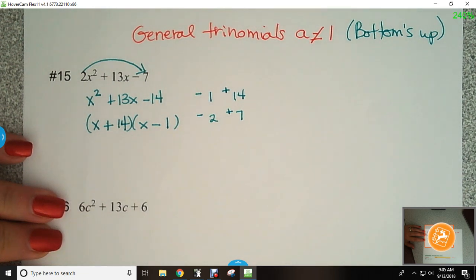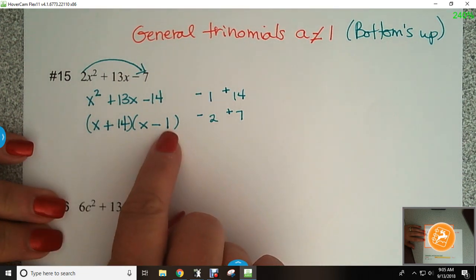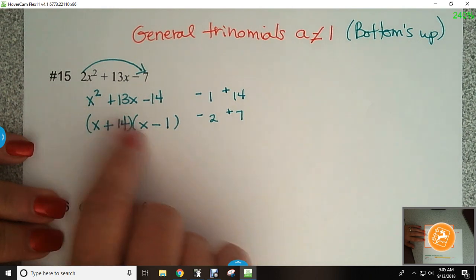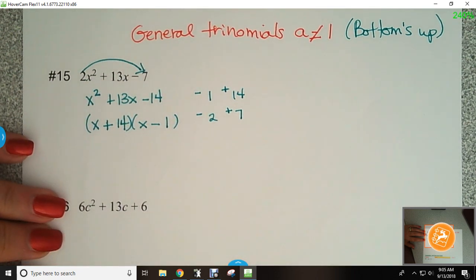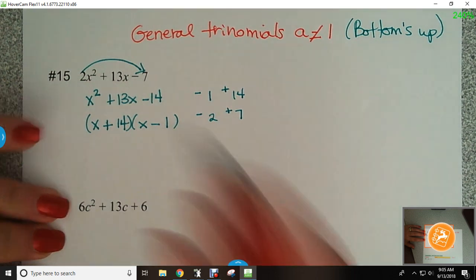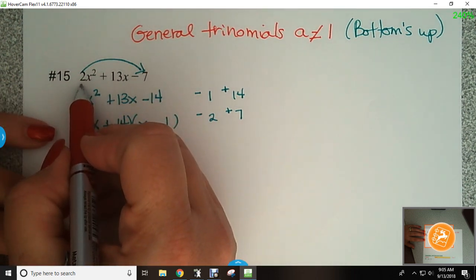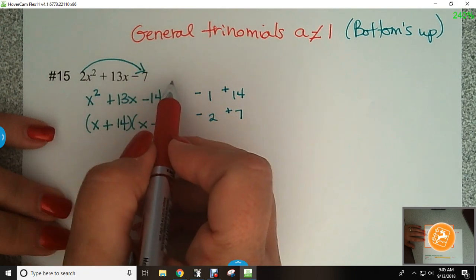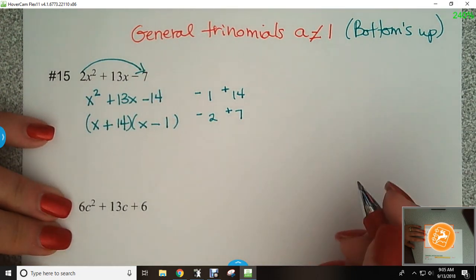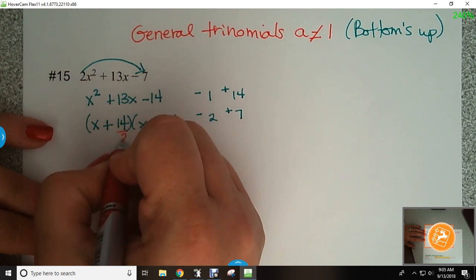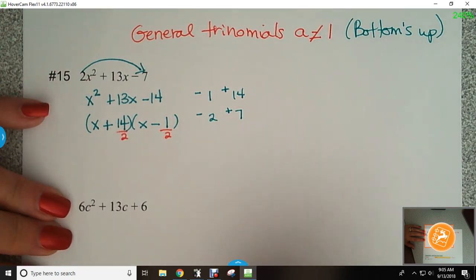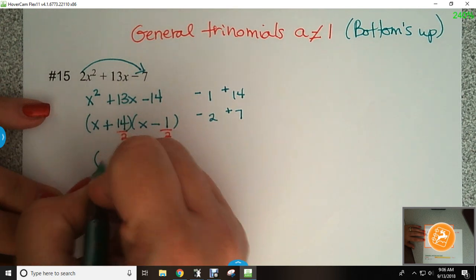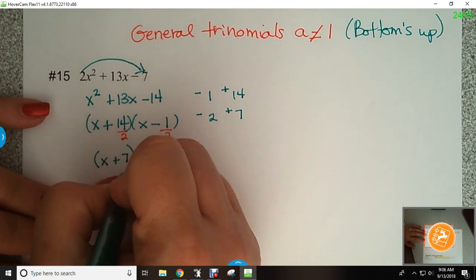But you're not done, because if you multiplied this back together, you would just get x times x is a 1x squared, and I need a 2x squared. So how do we finish it? This is the bottoms up part. If I take a look at what I multiplied by, I multiplied at the beginning by 2. I got to keep this thing balanced. So if I multiplied by 2, now to balance it back out, I'm going to divide by 2 in both parentheses. In the first parentheses, 14 over 2 will simplify to the whole number 7, so I'm going to do that.